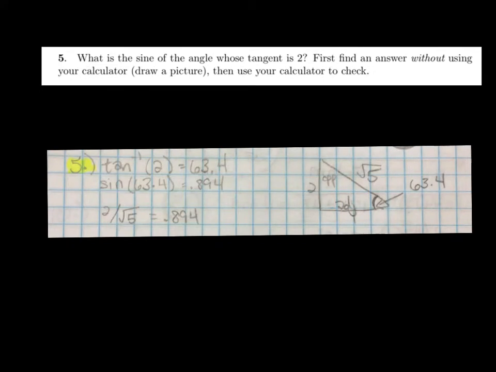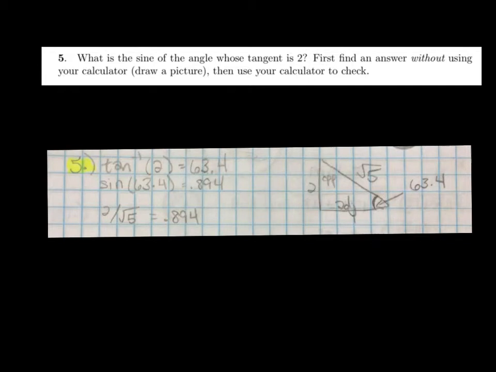Go ahead. What is the sine of the angle whose tangent is 2? First, find an answer without using your calculator. Draw a picture, then use your calculator to check. So I drew a triangle, and the opposite side is 2, and the adjacent side is 1. And so we did the Pythagorean theorem, and we got the square root of 5 for the hypotenuse. Yeah.